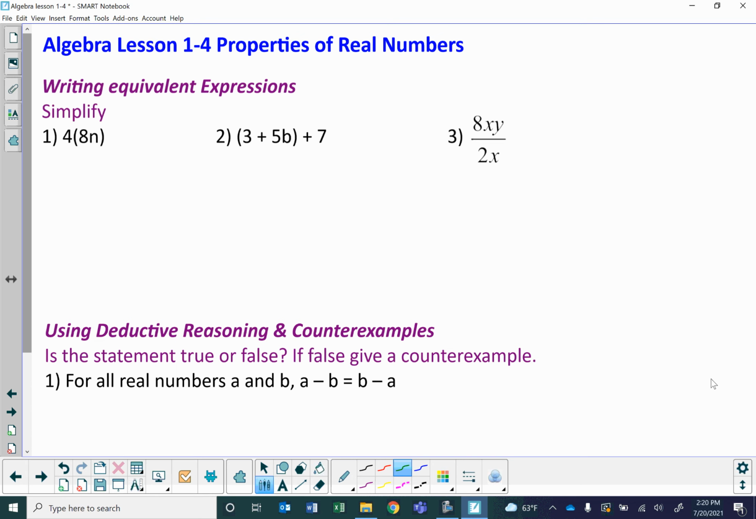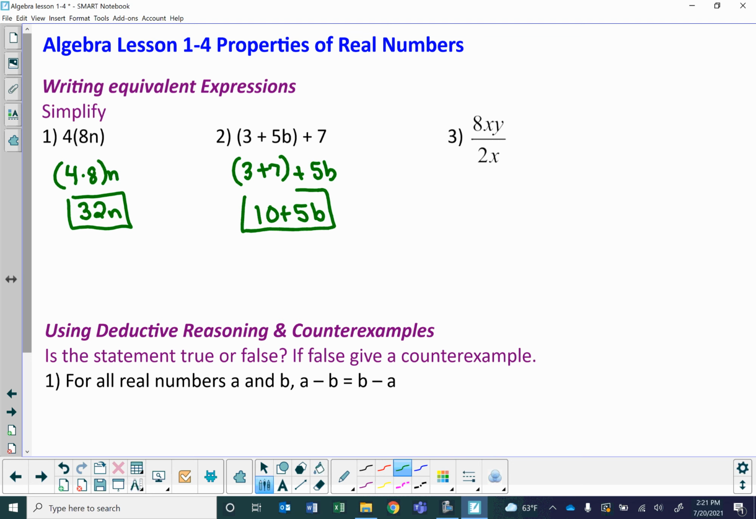So if I have 4 times 8n, that basically is like taking 4 times 8 and multiplying that by n. 4 times 8 is 32, so we have 32n. 3 plus 5b plus 7, well, I could change this to be 3 plus 7 because those are like terms, plus 5b because there's no other term here that has any b's to it. 3 plus 7 would be put together, grouped together, associated together, and that would become 10 plus 5b. I should probably circle my final answers here, so a little box.